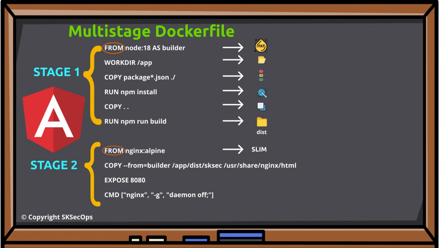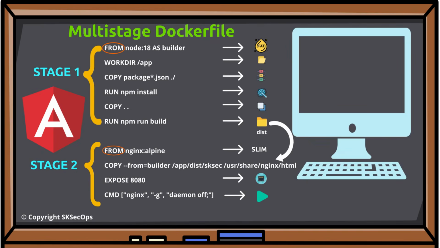Now the most important command here is the COPY command. This COPY command copies the built files or artifact from the builder stage, which is the dist folder of stage 1, into the Nginx serving folder, which is /usr/share/nginx/html. EXPOSE 8080 opens the port for web traffic. CMD helps to run Nginx in the foreground to serve the application.